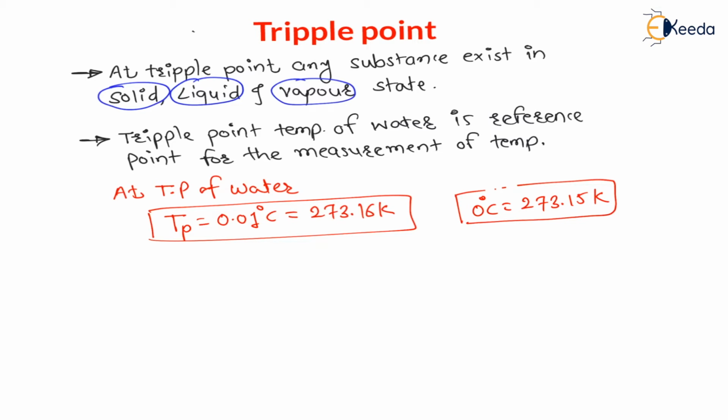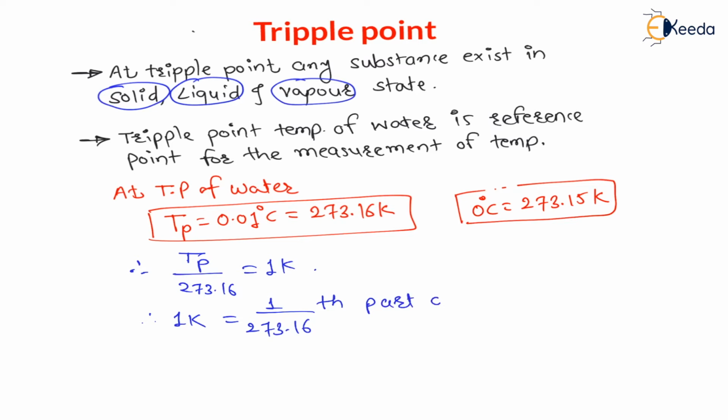Therefore, from this, if I divide both sides by 273.16, then we will get 1 Kelvin. Therefore, we can say the triple point temperature divided by 273.16 is equal to 1 Kelvin. Therefore, we can define 1 Kelvin as 1 upon 273.16th part of the triple point of water. 1 Kelvin is equal to 1 upon 273.16th part of the triple point of water.